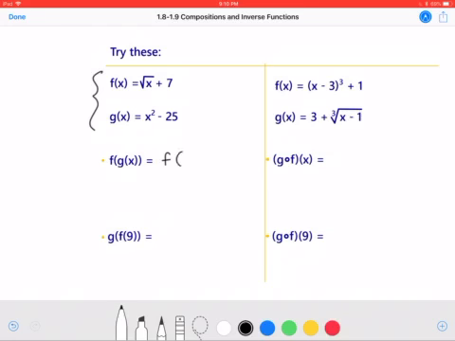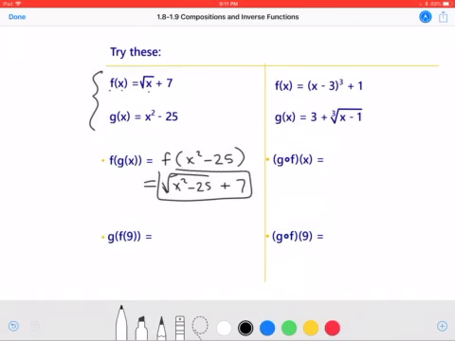I like to rewrite it like this, f of g of x, and actually fill in that g of x. Now I know that f of x is the square root of x plus 7. So f of anything is the square root of anything plus 7. Let me practice this a little bit earlier this chapter. Can you simplify the square root of x squared minus 25? If that wasn't a minus sign, you could. But since that's a minus sign, the best we could do is try to factor what's under there. And even that would be x plus 5 and x minus 5. So you actually can't simplify that.